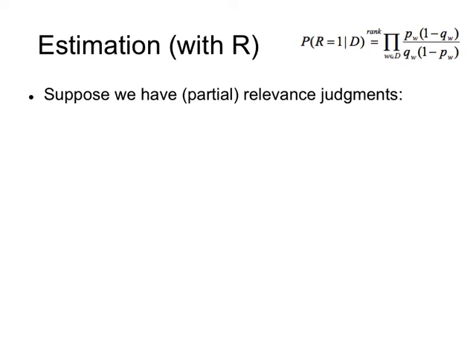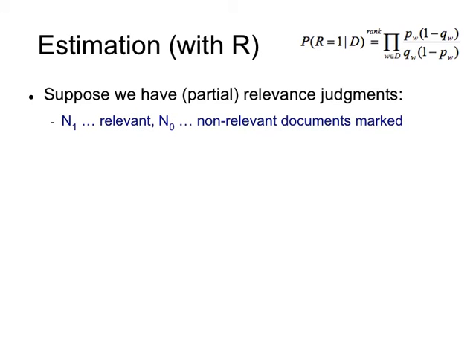Now the question naturally is, this is nice and compact, and we could start estimating things at this point. And if we had examples, if we had relevance judgments, at least partial, that gave us some idea of what relevant documents are like and what non-relevant documents are like, then we can estimate everything here. So let's say that somebody comes along and gives us N1 relevant documents and N0 non-relevant documents. So these are our examples of class 1 and class 0, relevant and non-relevant class.